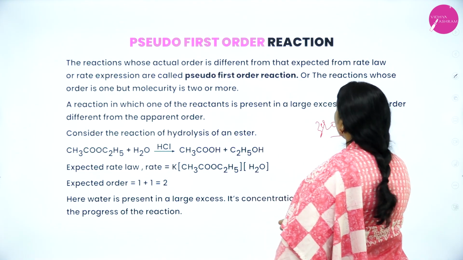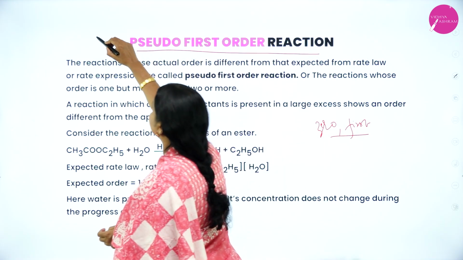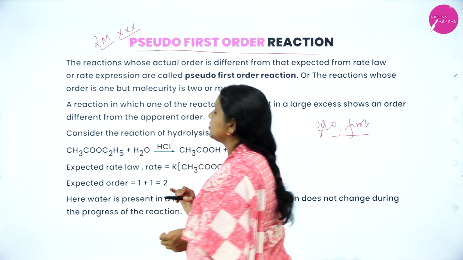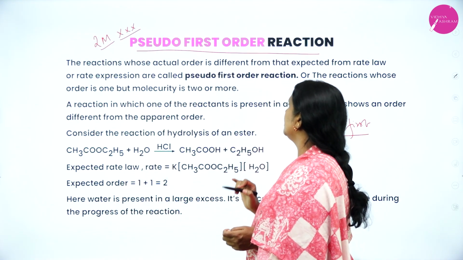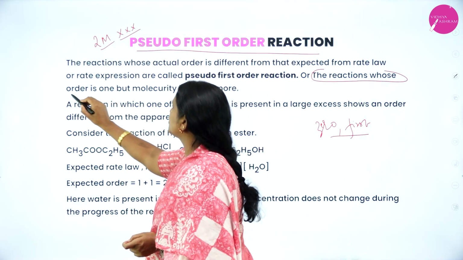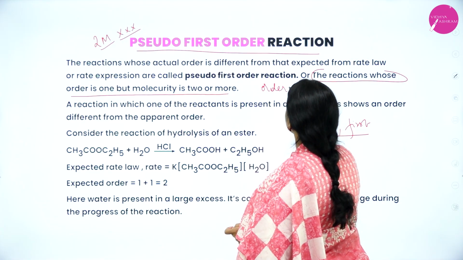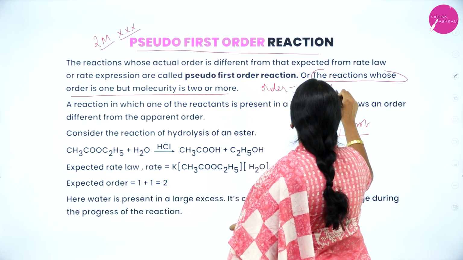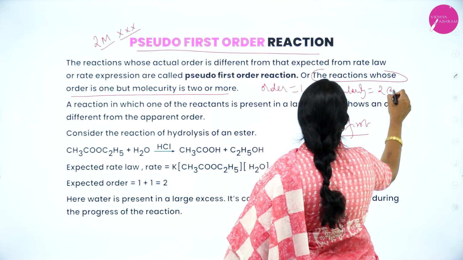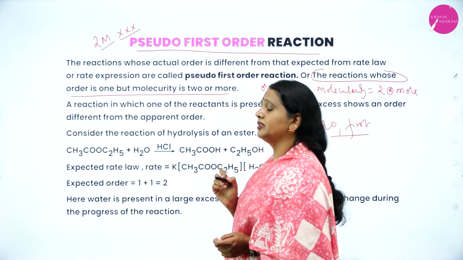Now, I already explained zero order as well as first order. Now I am going to explain about pseudo first order reaction. This is a 2 mark very important question for your board. Pseudo first order reaction. The easy definition is the reaction whose order is 1 but molecularity is 2 or more. The order is always equal to 1 but molecularity is 2 or more. Such a reaction is called what?